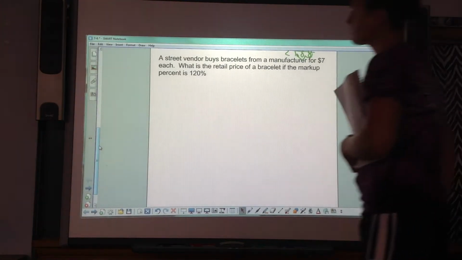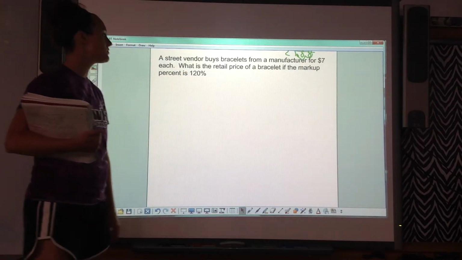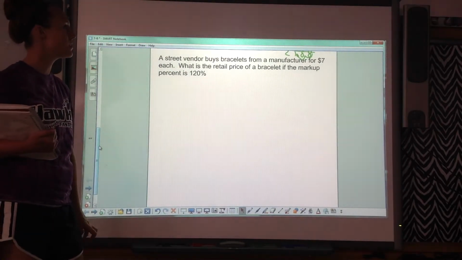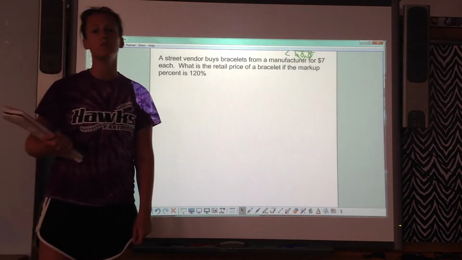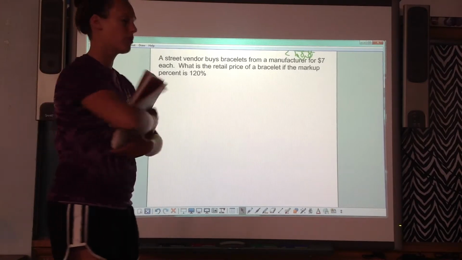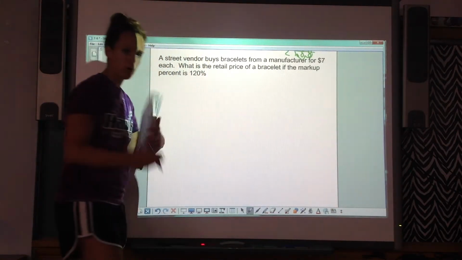Okay, sorry. You're going to try. A street vendor buys bracelets from a manufacturer for $7 each. What is the retail price of the bracelet if the markup percent is 120%? You may use either method. You don't have to use both. I'm going to show you both methods just in case you prefer one over the other.